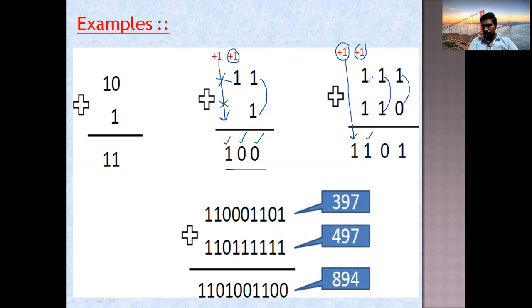Okay, how did you get triple 1 equal to 1? Listen carefully. 1 plus 1 plus 1. If you are adding 3 ones, first 1 plus 1, what is the answer? Sum is 0 and you will get one carry, no? That carry you add here, to the left column. Now 0 plus 1 is 1, write that 1 here.